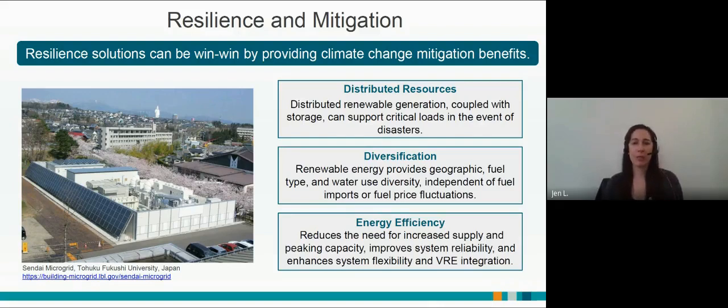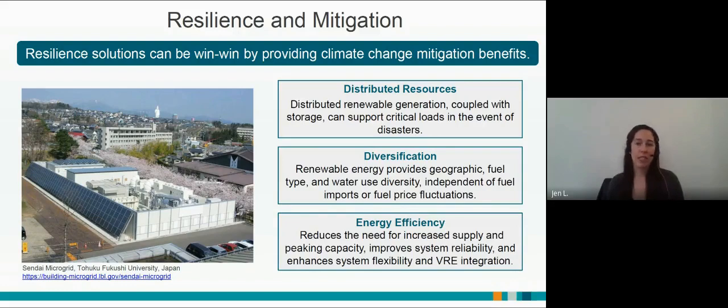Diversification of energy resources. We just heard from Colombia, who said a dependence on one power generation resource has made them quite vulnerable to climate impacts from drought. So in some cases, renewable energy diversification can provide the diversity to help improve resilience and at the same time, obviously reduce greenhouse gas emissions coming from that sector.